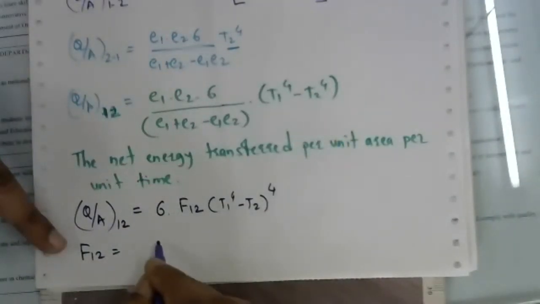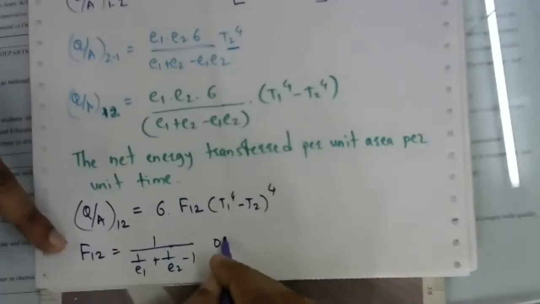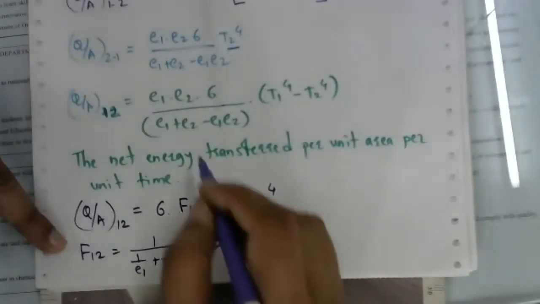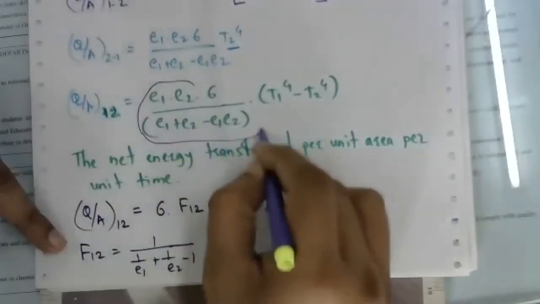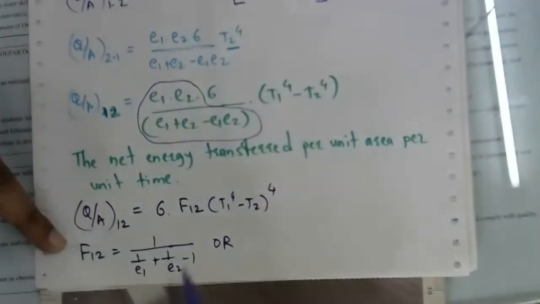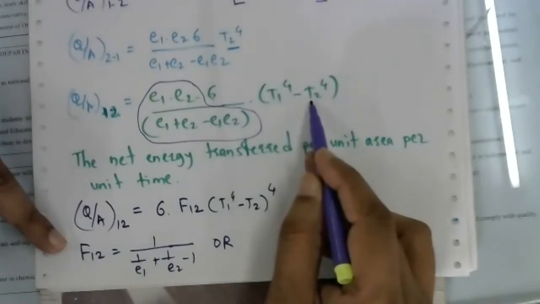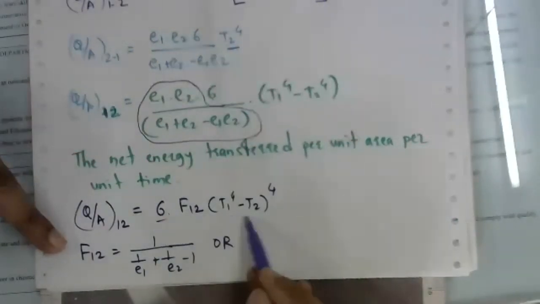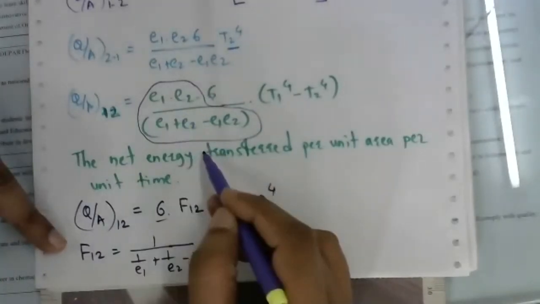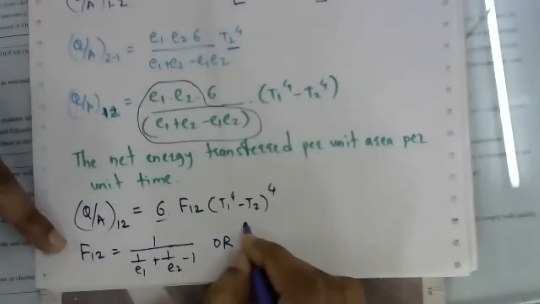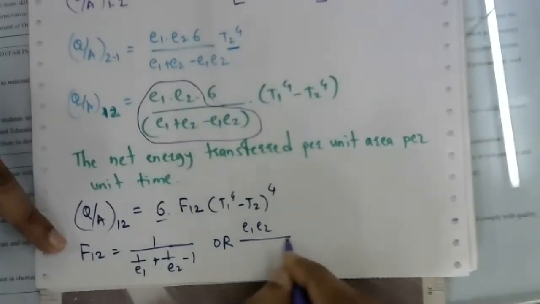So this F12 is 1 upon 1 by E1 plus 1 by E2 minus 1, or it is this thing, because we have written sigma T1 raised to 4 minus T2 raised to 4. So sigma T1 raised to 4 minus T2 raised to 4. So remaining thing is F12. So we can write this E1 E2 upon E1 plus E2 minus E1 E2.